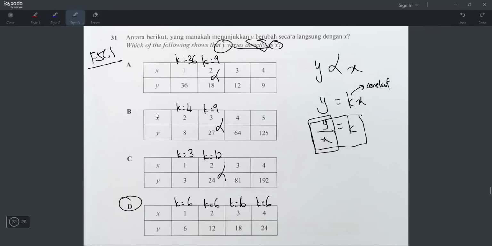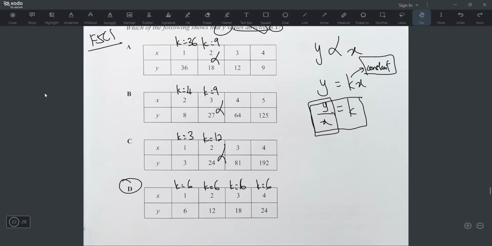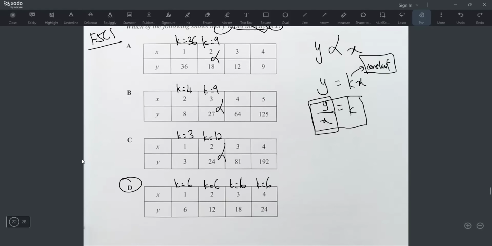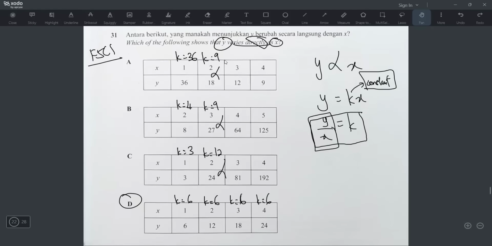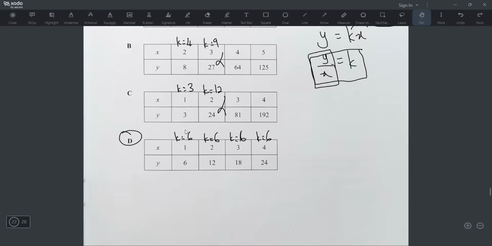Okay, why do we have to choose the one where all the k answers are the same? Because k is constant. What is constant? A fixed number, lah. A fixed number means the number that cannot change. It's a fixed constant. Constant, tak berubah. So the number cannot change. Tak boleh 36, 9 or 4, 9 or 3. Tak boleh. Dia kena tak berubah. 6, 6, 6, 6. So that's why you do it like that.